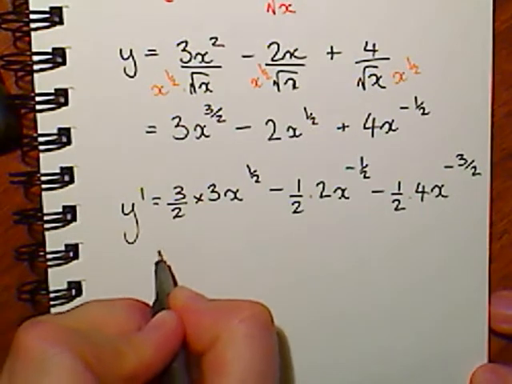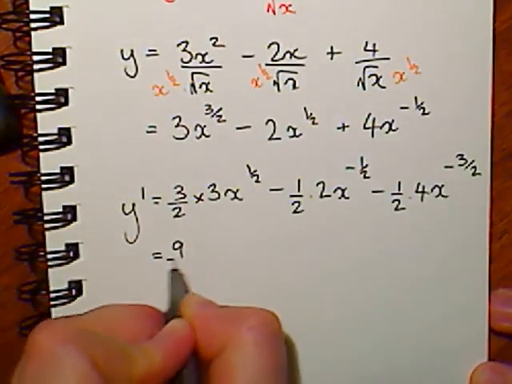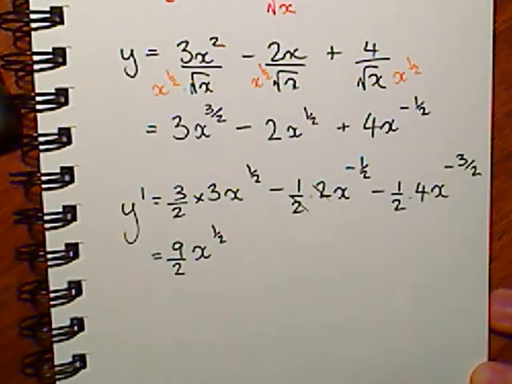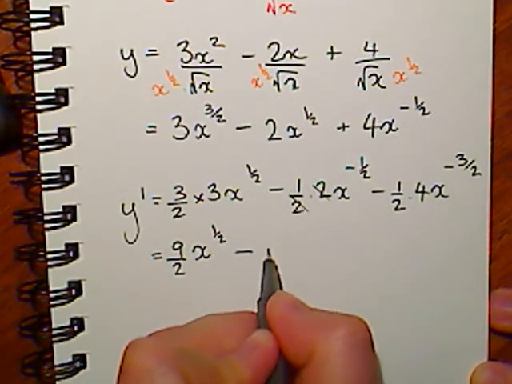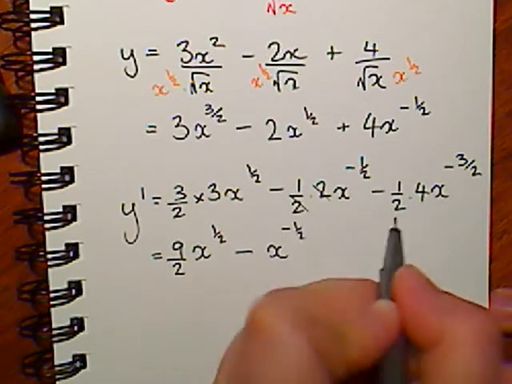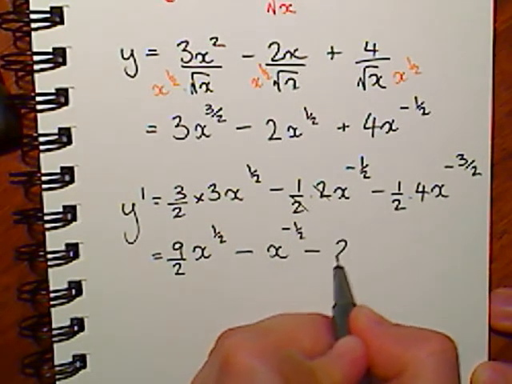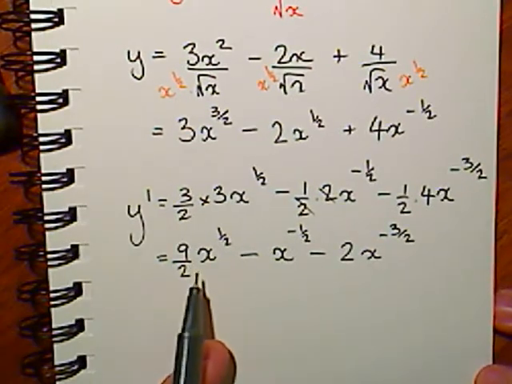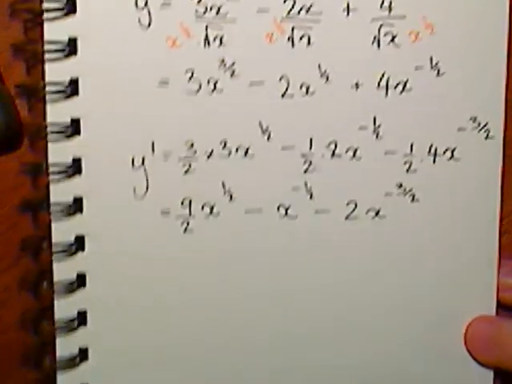Simplify where I can. 3 threes, this is 9 halves. X to the half. That bit will cancel out. I've got a minus x to the minus a half. 4 divided by 2 is 2. I'm going to remove the fractional indices and the negative indices.